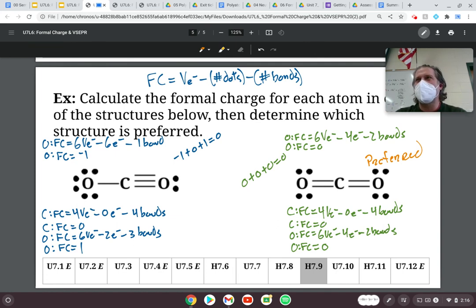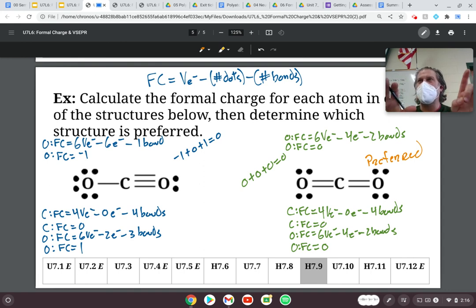Does that make a little bit of sense? Is there going to be a way that both of the structures that you give us would both be 0 and you have to figure it out from there, or no? So the question is, if I gave you 2 structures and they both added up to 0 in terms of the total formal charge, would we have to figure it out? No, I don't think I would give you one like that.